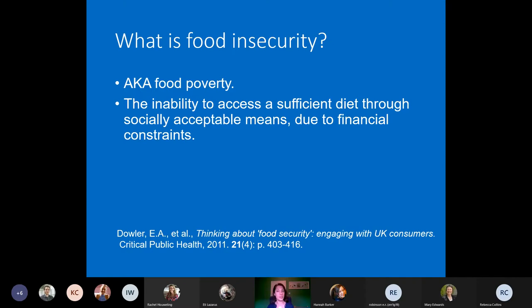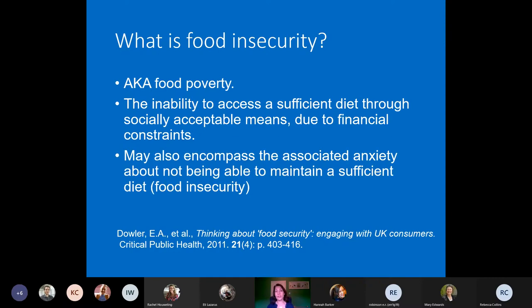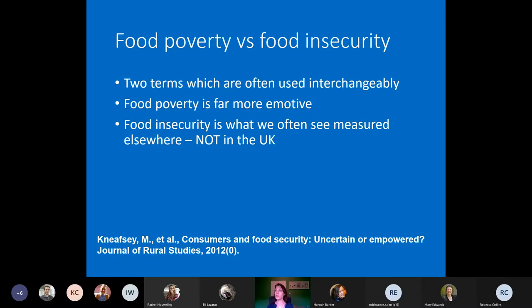People tend to be constrained financially and can't meet their needs in the traditional way. It can also encompass the associated anxiety and sense of unease around not being able to maintain a healthy diet for yourself and your family. So food insecurity is the term which is used most often in the rest of the world. Food poverty is one that's used here in the UK much more often.